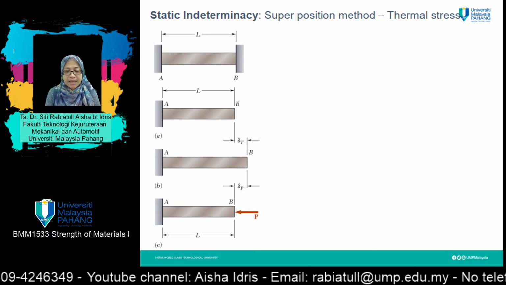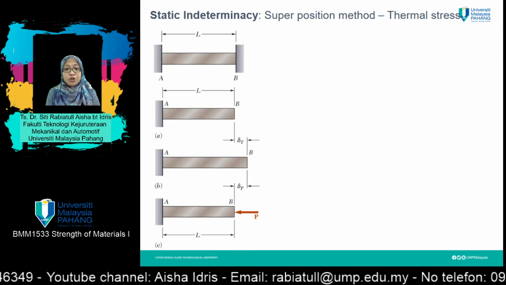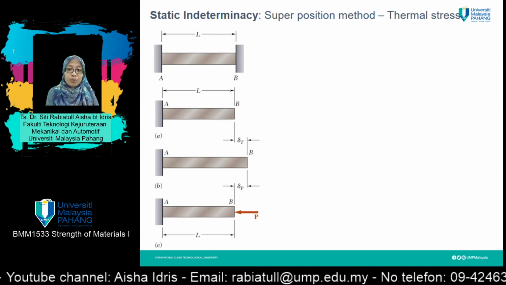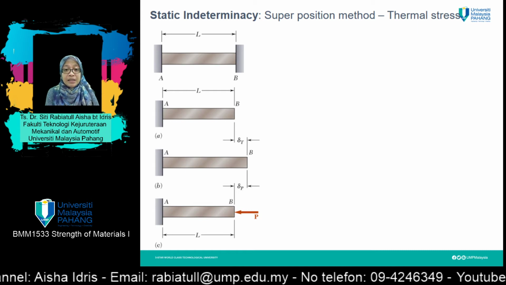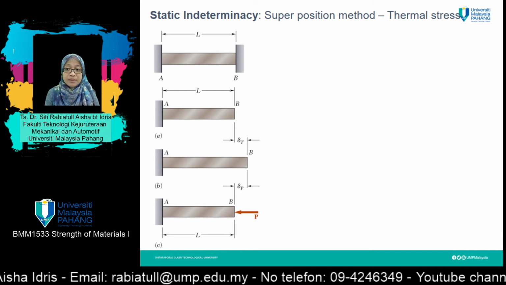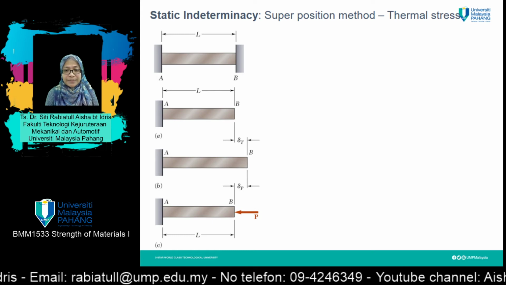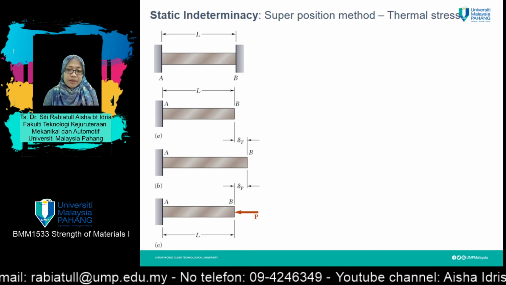Now, in the statically indeterminate case, there are two types of problem. One is due to axial loading, which we just did, and this case is due to thermal stress, or due to heat. So how to solve this problem?